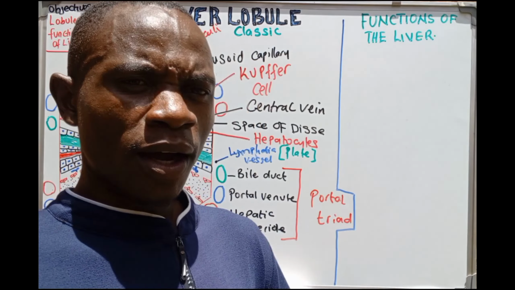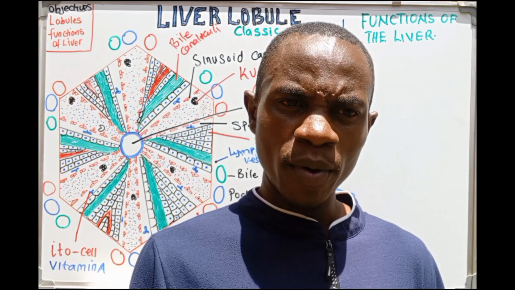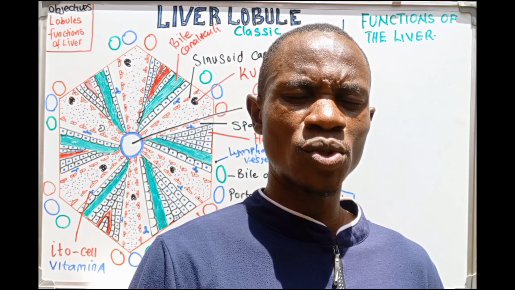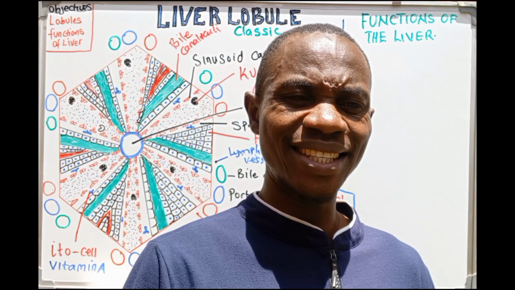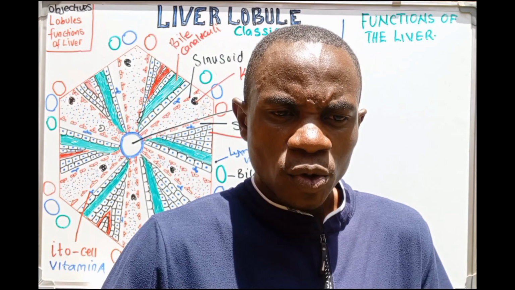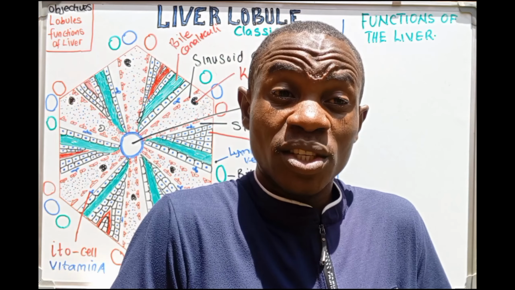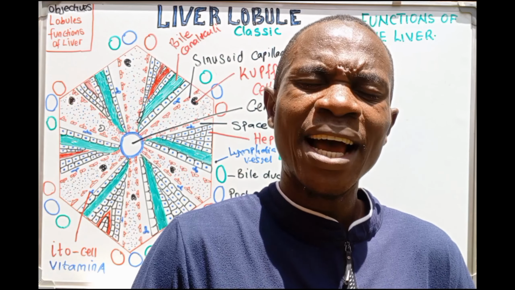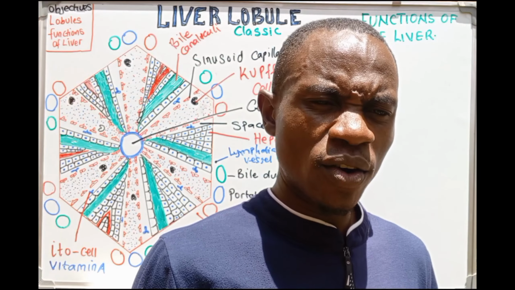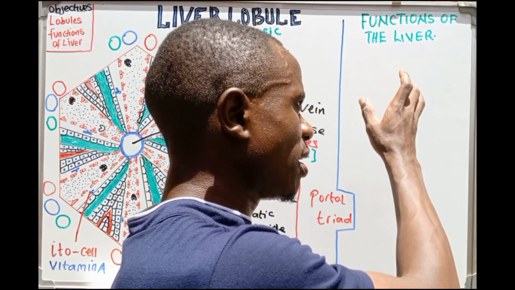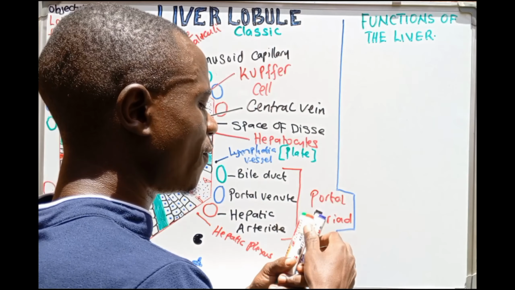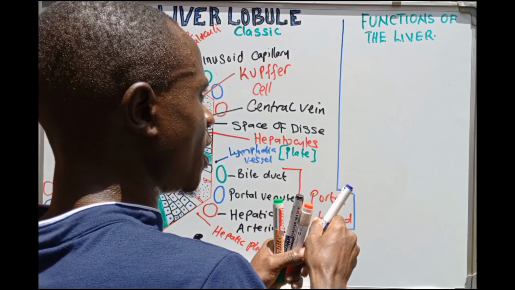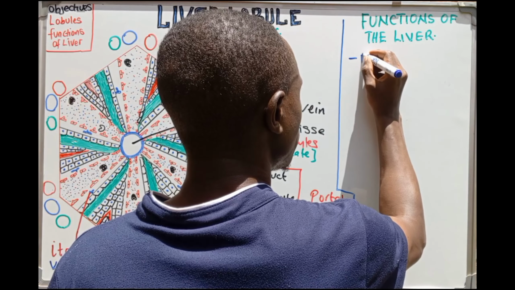Now, all the nutrients that we absorb from the small intestine, and even some other substances that we absorb from the large intestine, are all going to come to the liver for the process of metabolism. Metabolism of proteins, fats, carbohydrates, and even vitamins. All of those metabolic processes are carried out by the liver. So the very first function of the liver is metabolism.